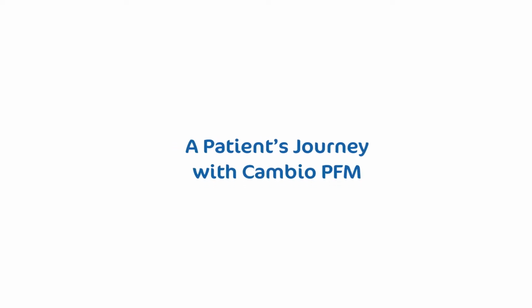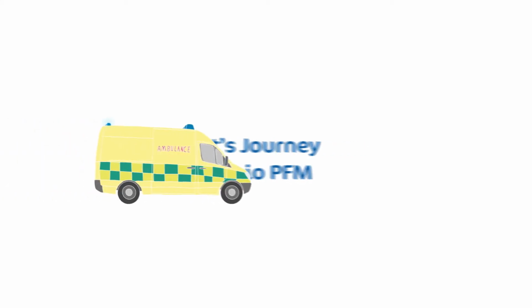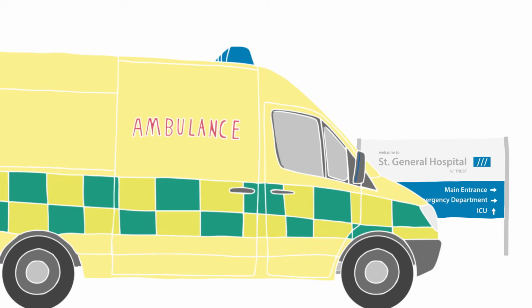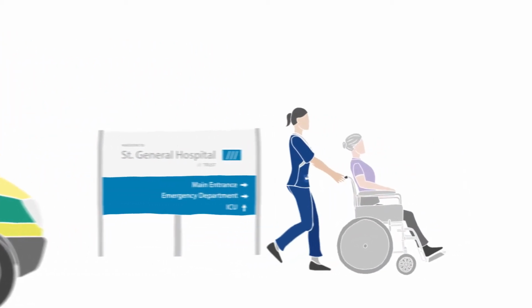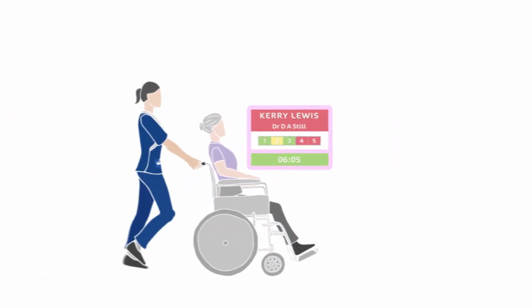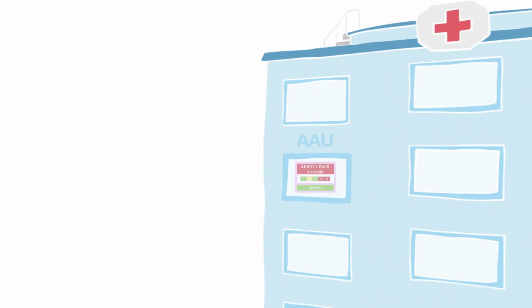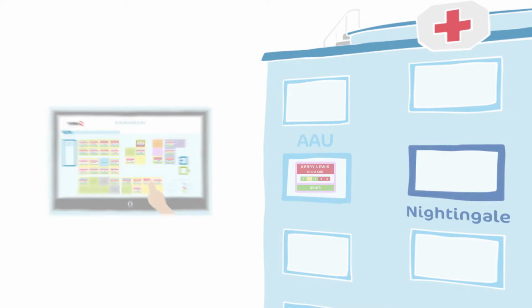To better understand how Cambio's solution works, let's follow a patient's journey. Mrs. Lewis has been admitted to hospital following a fall at home. Interfaced with the PAS, Cambio PFM generates a pre-populated patient card that also remembers previous details such as diabetic status. Mrs. Lewis is taken to the AAU. Here staff complete her assessment and use PFM's advanced bed management features to find her an appropriate bed. In this instance, on Nightingale ward.